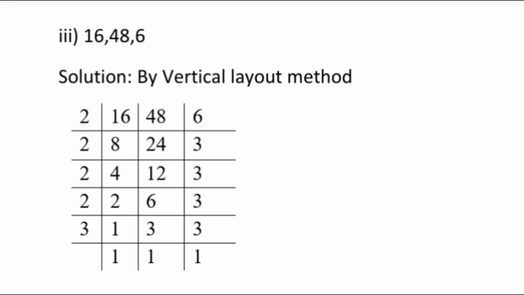The third one is 16, 48 and 6, and by vertical layout method we have calculated their factors. For 16, 2 8s are 16, 2 4s are 8, 2 2s are 4 and 2 1s are 2. For 48, 2 2s are 4, 2 4s are 8, 2 12s are 24, 6 2s are 12, 3 2s are 6 and 3 1s are 3. And for 6, 2 3s are 6 and 3 1s are 3.